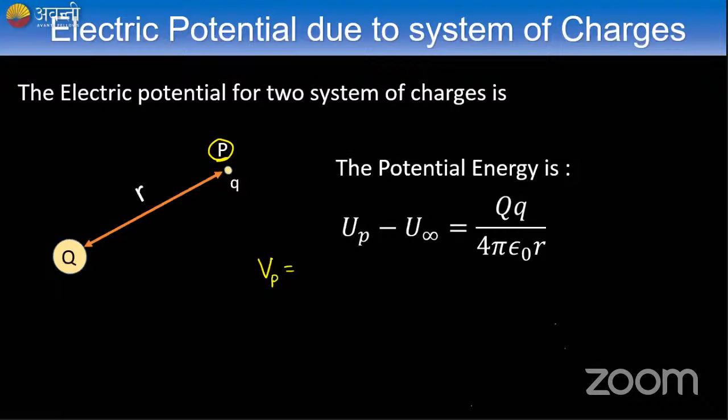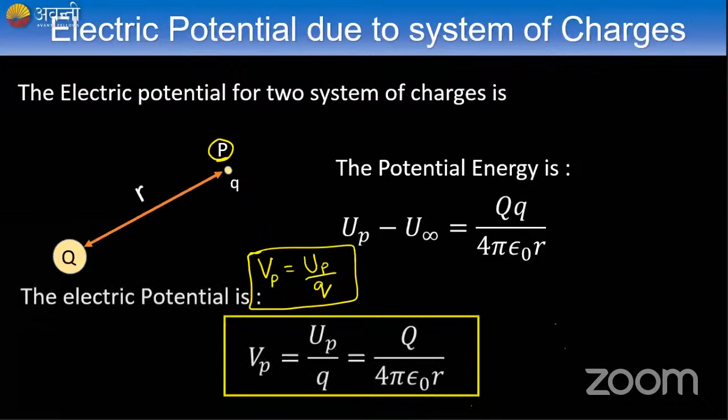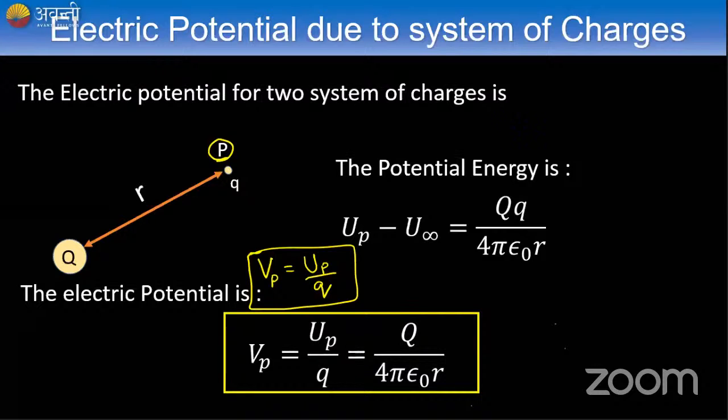Yes, it's a one word answer. Yes. VP is equal to, correct Gunashri, divide by Q, the change in potential energy per unit charge. So VP is equal to UP by Q. Then, if I solve, the Q in the numerator and the denominator cancels, and I'll get potential at point P is equal to Q by 4 pi epsilon naught into R.